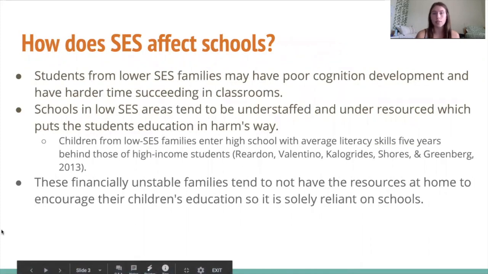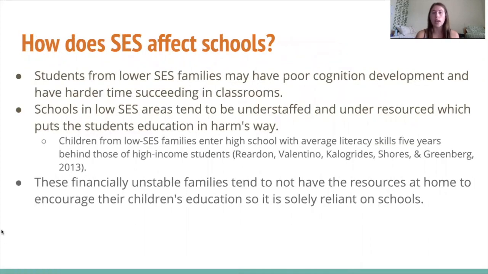How does SES affect schools? Students from lower SES families may have poor cognition development and have a harder time succeeding in classrooms, thus creating a more taxing role on teachers. Schools in low SES areas tend to be understaffed and under-resourced, which puts students' education in harm's way. Children from low SES families enter high school with average literacy skills 5 years behind those of high-income students.